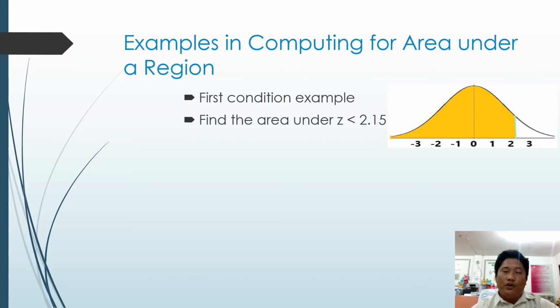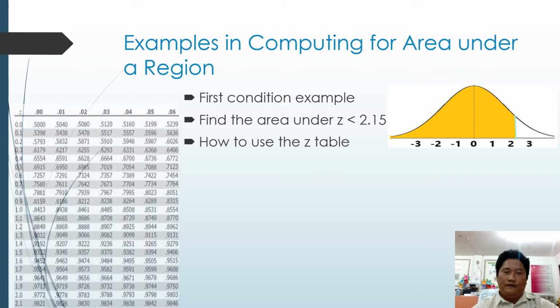Looking at it, it's more than half of the curve. Half of the curve is 50%, which is 0.5, because the whole curve has an area of 1. So half of it is 0.5, but it's more than 0.5 based on the illustration. So in order for us to determine the exact value of the area under z less than 2.15, we'll use the z table. But how to use the z table?